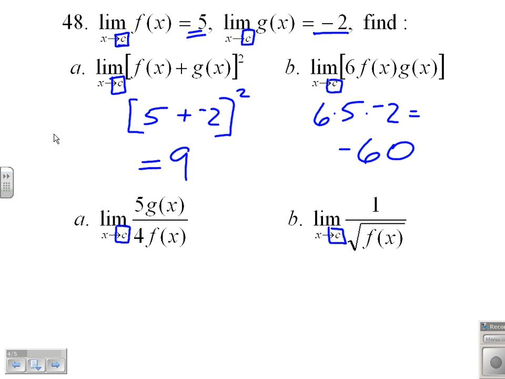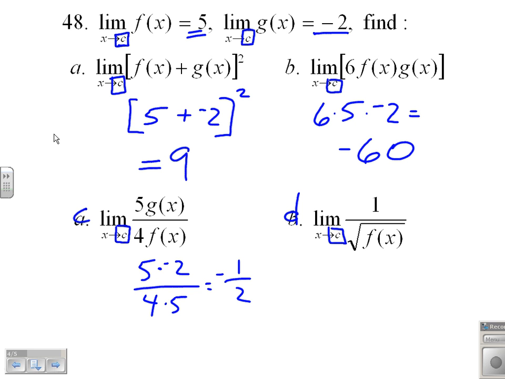And likewise, I don't know why I have an A here. This should be C. This should be D. I do know why I have those there. Wouldn't it be nice if we could just say that the limit of 5g of x on 4 f of x as x approaches c is 5 times the limit of g as it approaches c on 4 times the limit of f as it approaches c, or negative 1/2.